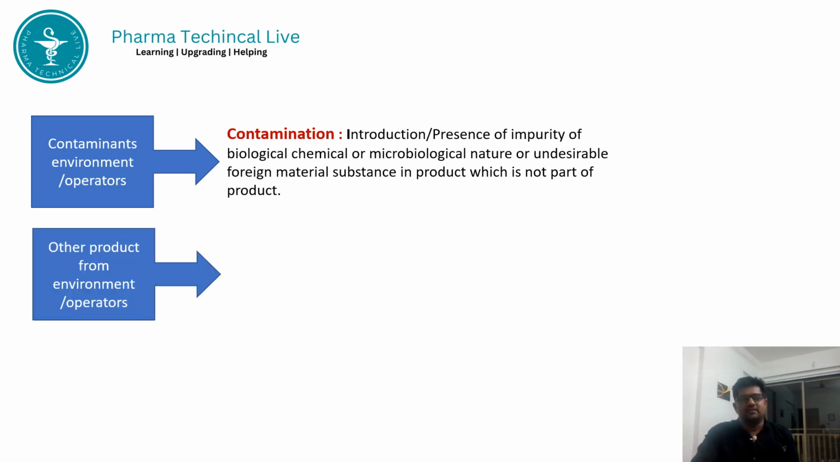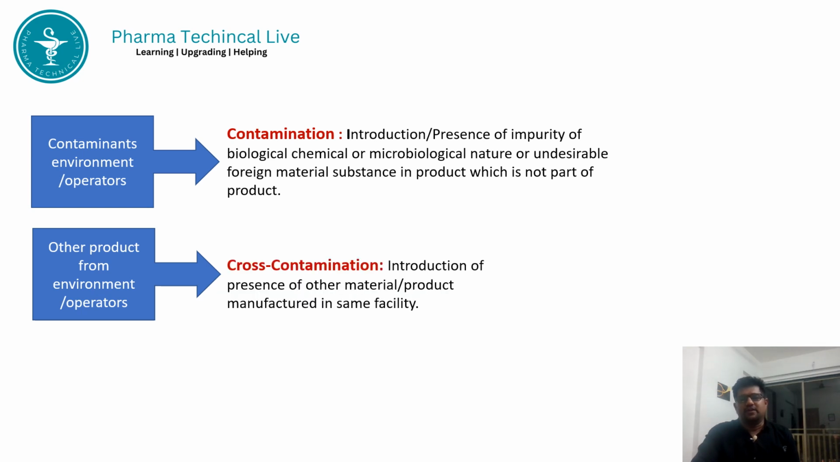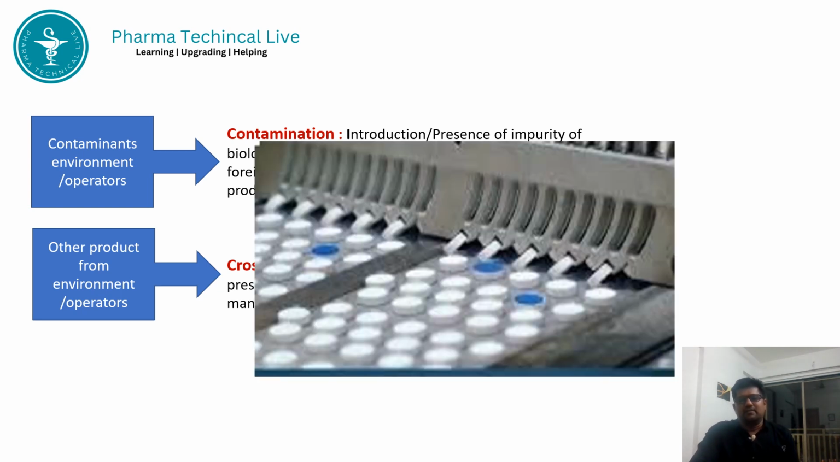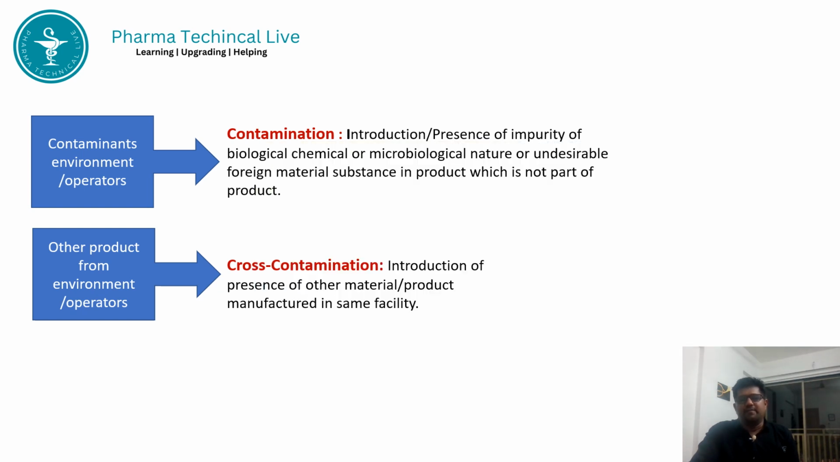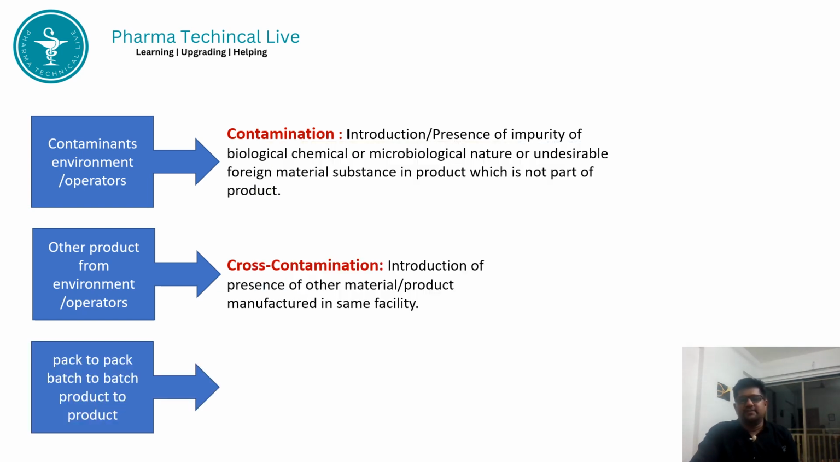Cross contamination is from one product to another product when we use the same facility and premises for the manufacturing of the product, like some of the mishaps that should not happen while manufacturing. And the third one is mix-up, it is pack to pack, batch to batch or product to product.